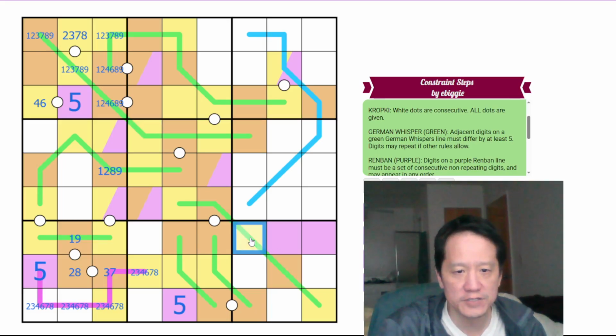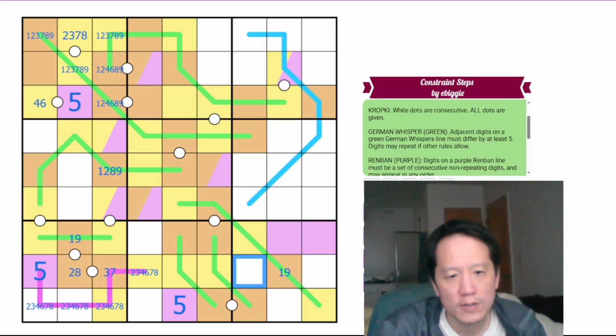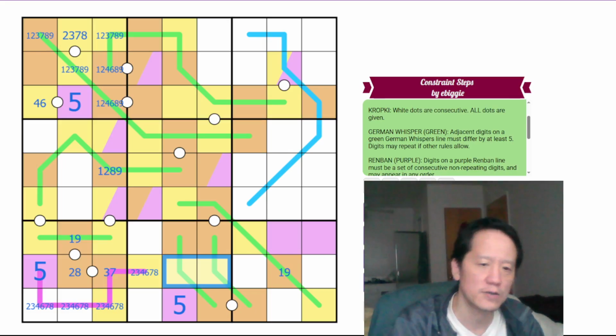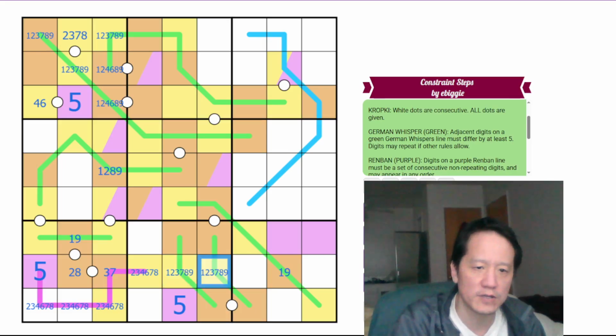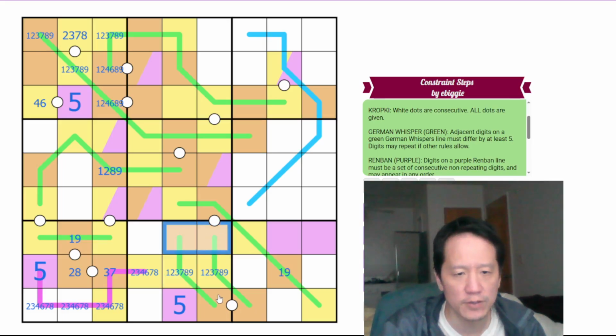This has to, okay, this is in between two unique digits on a German whisper line, so it cannot be 4 or 6. It has to be the 1, 9 here. Which means this cannot be 1 or 9. So this cannot be the yellow 4 or 6. Because it's not next to the orange 1 or 9 here. Same, this is next to two unique digits on a German whisper line, so this has to be 1, 9, 2, 8, or 3, 7 here. These cannot be the orange 1, 9.